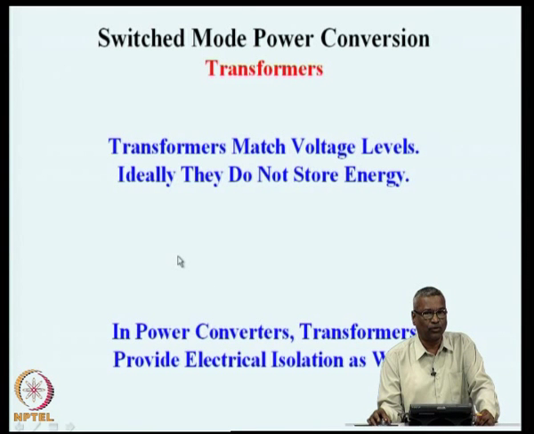So, we see two reasons for the presence of transformers in power conversion circuits. One of them is to transform voltage levels, and the other is to isolate circuit portions, two parts of the circuit where we wish to transfer energy, but they have to be isolated electrically. In such cases also transformers are used.